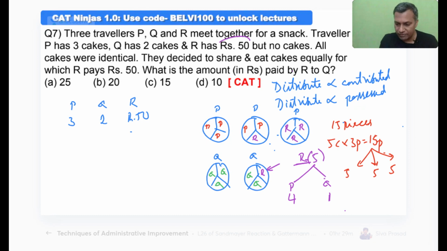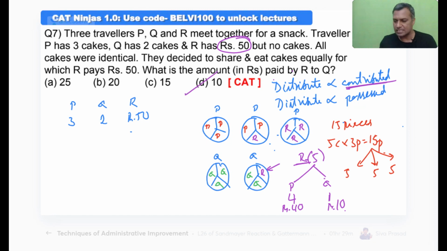Therefore, if R has 50 rupees with him, how much should he give to P and how much should he give to Q? Simple. The amount should be distributed in the ratio of contribution. He will see how much P contributed to me, how much Q contributed to me. Based on that contribution, I will give. Fair enough. Therefore, P he gives.